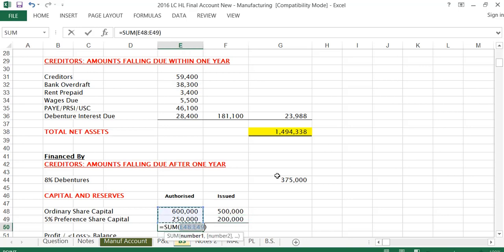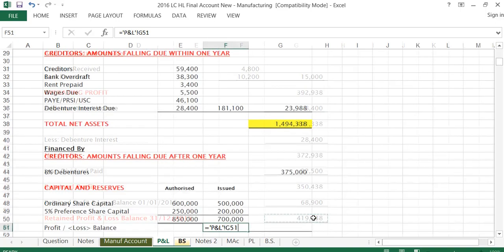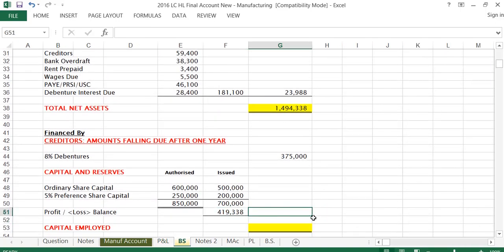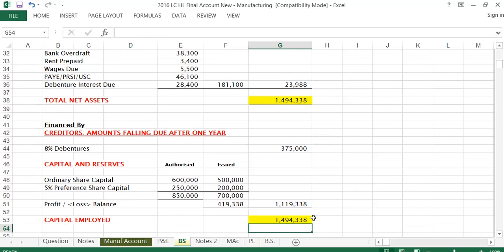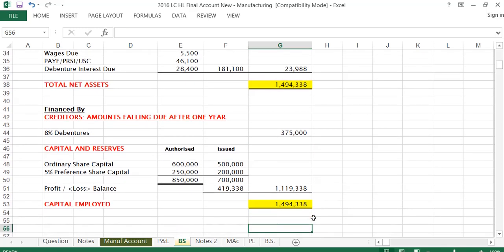I'm going to total these and put a double line underneath that, so we won't be using those figures again. So the total issued share capital comes to 700,000. My profit and loss figure then is just going to come from the bottom of my P&L, which is 419,338. Then 700,000 plus the 419,338 gives me 1,119,338, and that added to the liabilities greater than 1 year above gives me 1,494,338, and that is my balance sheet balance.